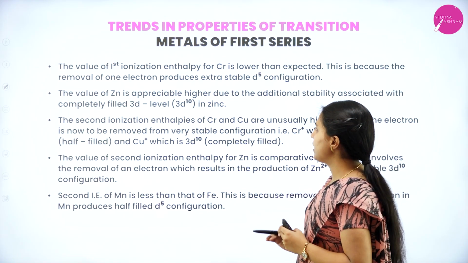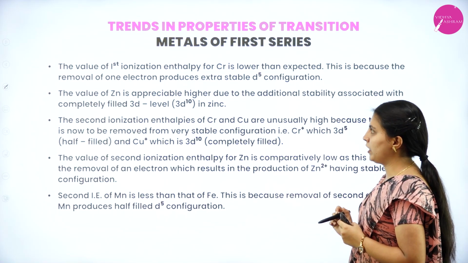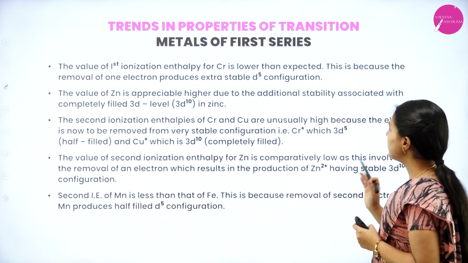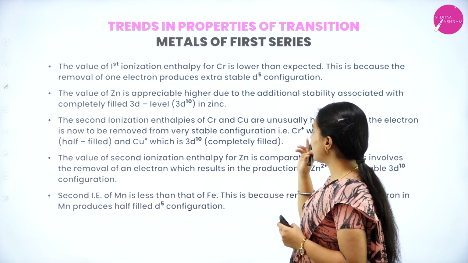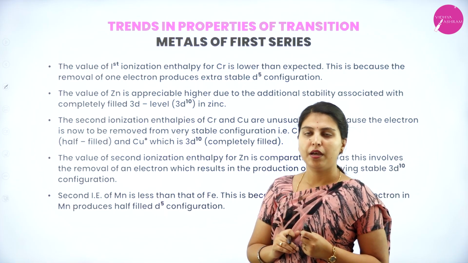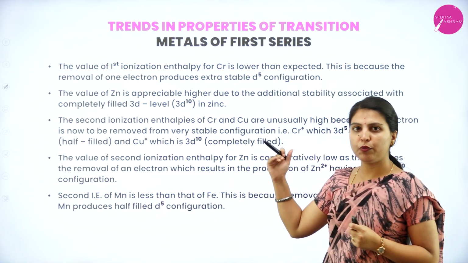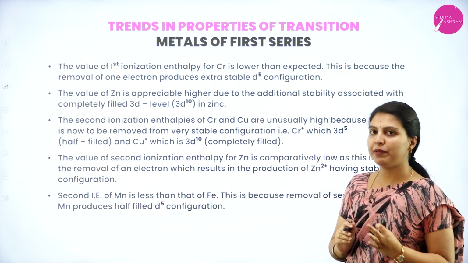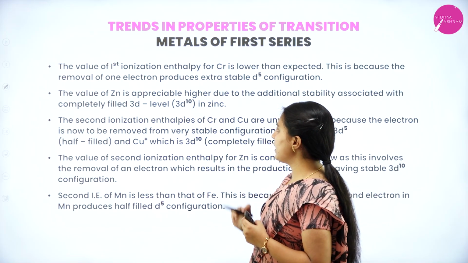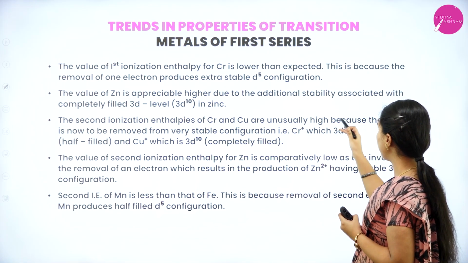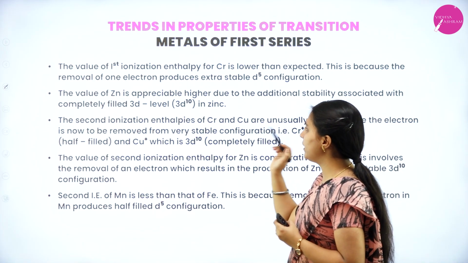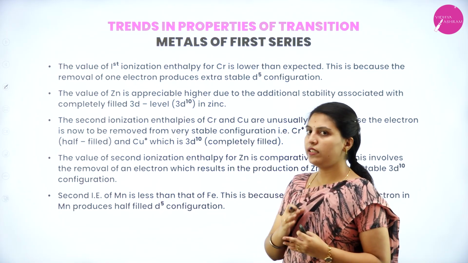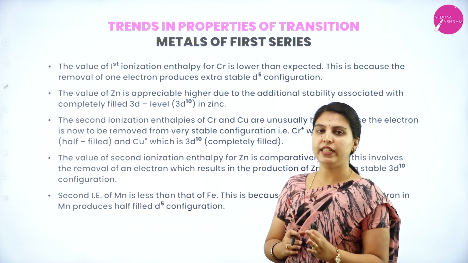The value of first ionization enthalpy for chromium is lower than expected. This is because the removal of one electron produces the extra stable d5 configuration. The value for zinc is appreciably higher due to the additional stability associated with the completely filled 3d level, that is 3d10 in zinc.